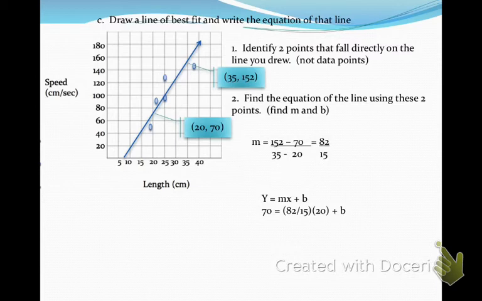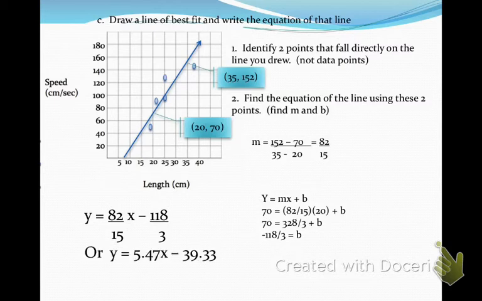And I solve this. I'm going to multiply on the right, which gives me 328 over 3. So I have to subtract 328 thirds from both sides, and I'm going to let the calculator do that math for me. And I get 118 thirds, and that's a negative value for my y-intercept. So the equation of my line is what you see on the screen, and a lot of times we'll express it in decimal format as well when we're doing lines of best fit.